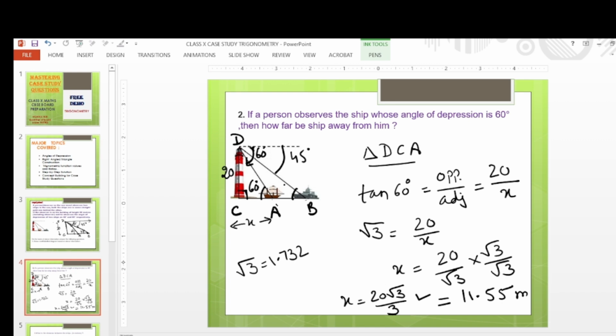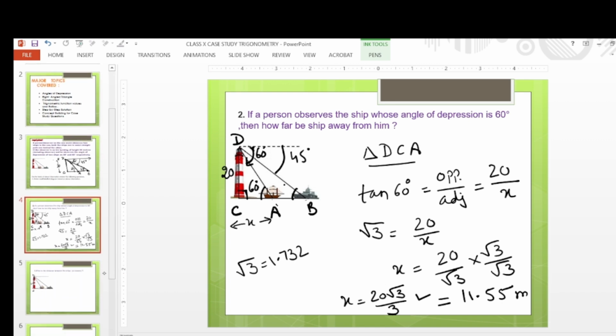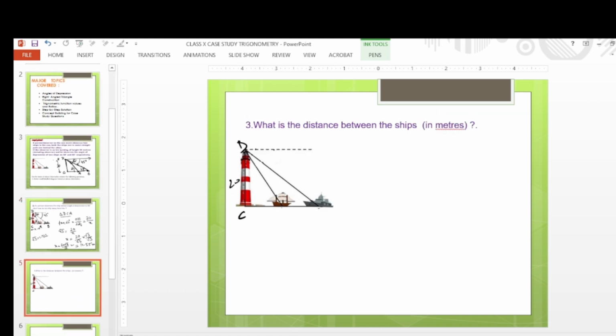So let's move on to the last question. What is the distance between the ships in meters? So where are the two ships? This is it. See here, one ship is here. Let's label it quickly so that you can understand better. So this was A, this was B, and this was 60 degree, and here it was 45 degree, right?